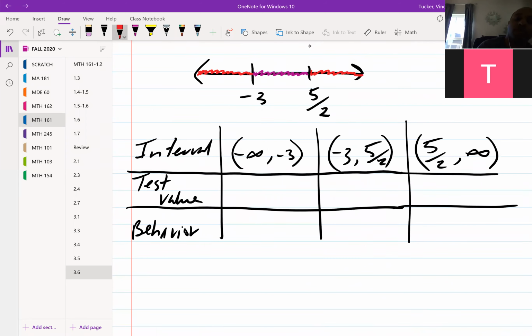We can use -4. It doesn't matter what you choose as long as it's something less than -3. You can choose -100 if you want. It still will give you the same result. Something in between -3 and 5/2: 0 is always an easy value to use. Something greater than 5/2: 4. Once again, you can use anything in those intervals. I could have used 1 for the middle one, or 10 for that last one. It will still give you the same result.